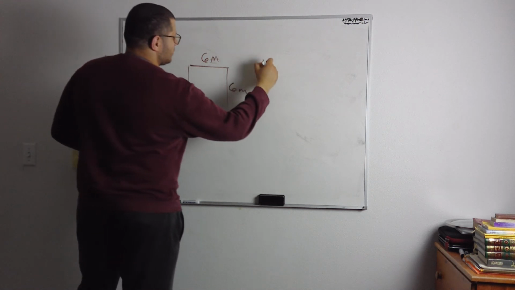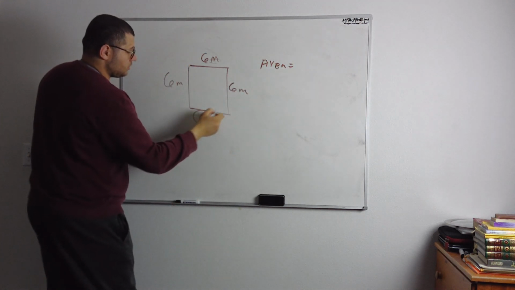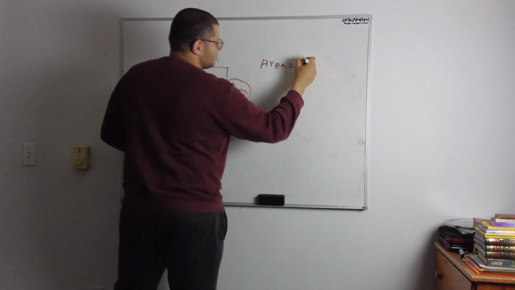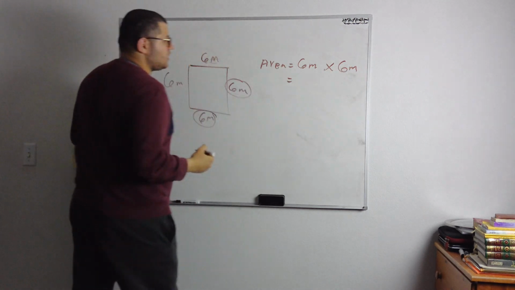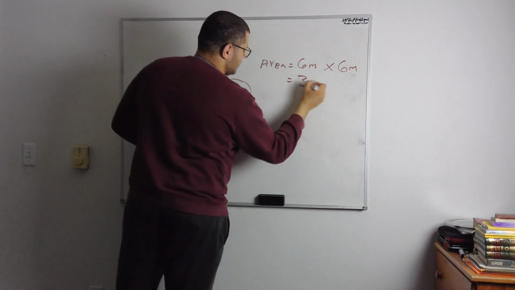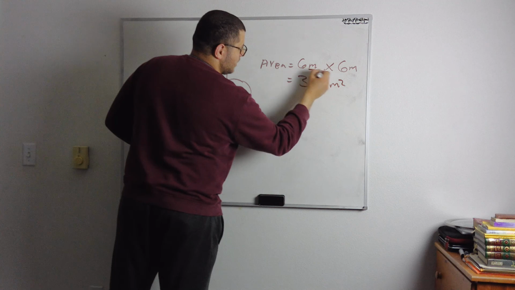How do you find the area? Same thing. Length times width. Length, width, 6 times 6. So 6 meters times 6 meters. How much is that equal to? 36. Meters what? 36 meters squared, because we're multiplying m and m.